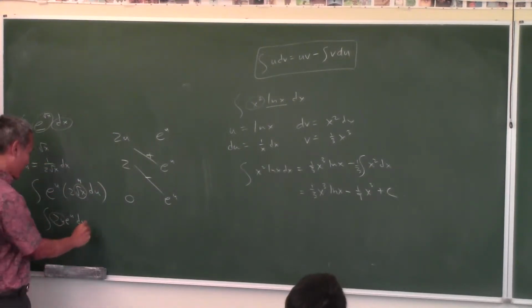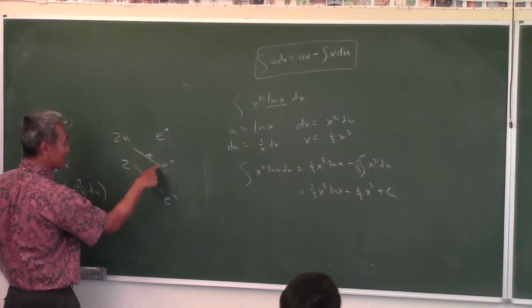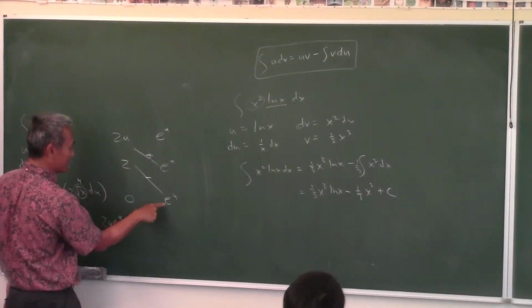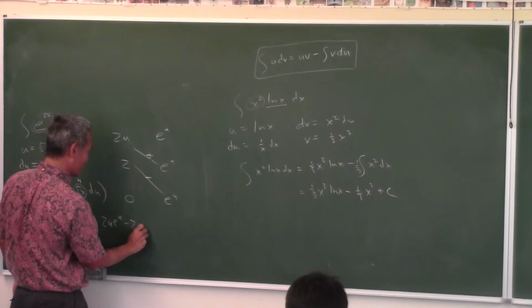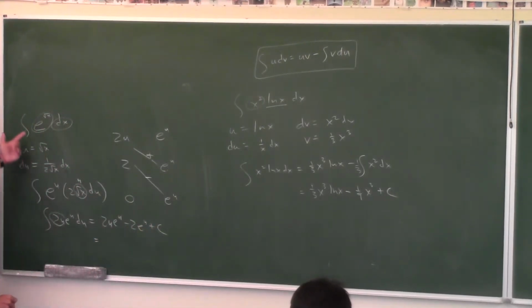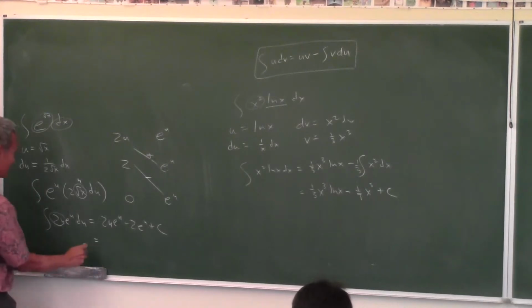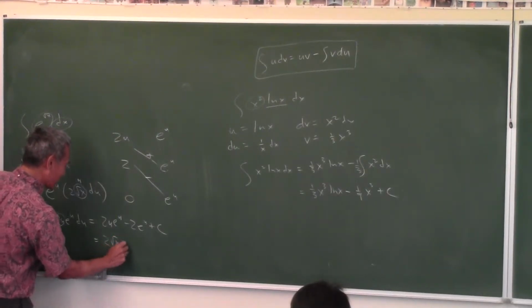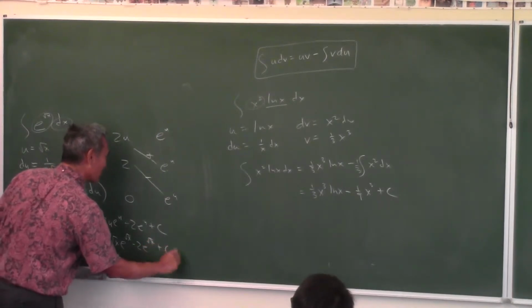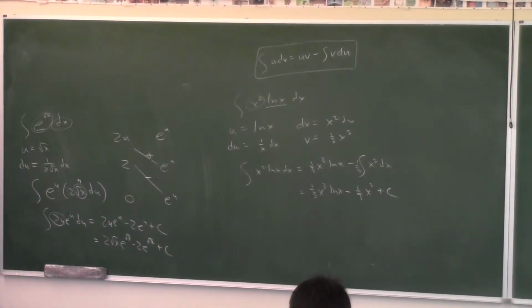So the answer is going to be this times positive 1, so 2u e to the u. This times negative 1: minus 2 e to the u. Put plus c. And then your last step is just to resubstitute back in. So the answer is going to be 2 root x e to the root x minus 2 e to the root x plus c. So this problem incorporated two techniques: we did a u substitution first, and then integration by parts.